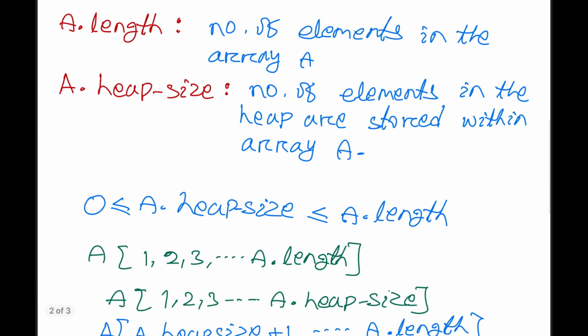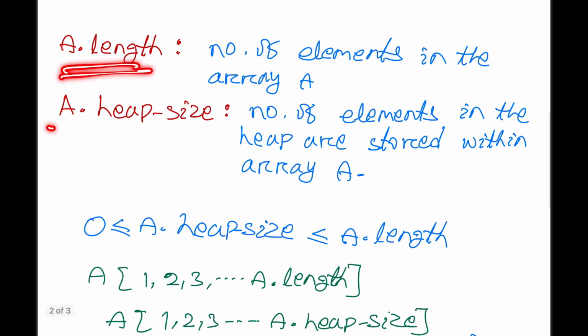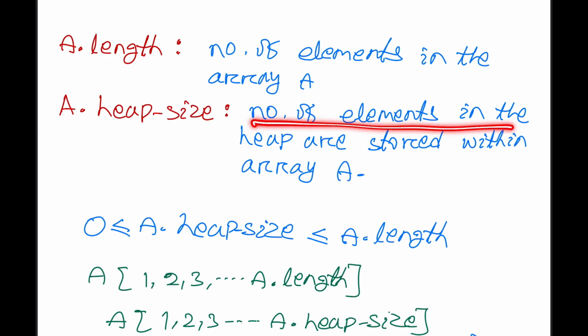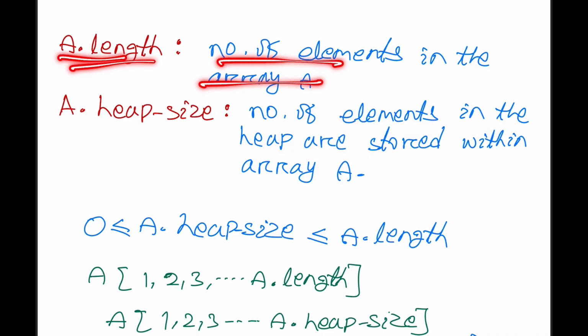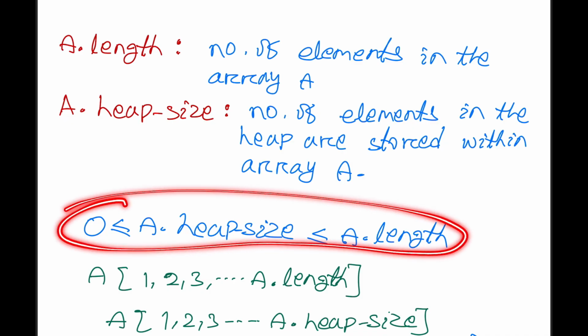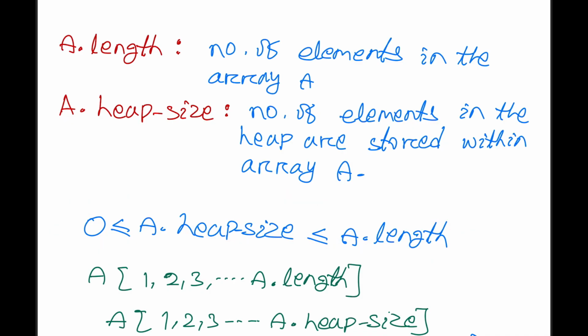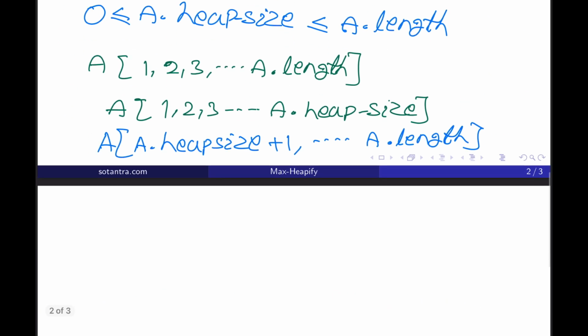I hope this one is clear. One is A dot length, another one is A dot heap size. Heap size means the number of elements present in the heap, and A dot length is the number of elements present in the array, or we can say A dot heap size is the number of elements that belong to the heap and are stored in the array A, and you can find this relation. Now we will move to another property.